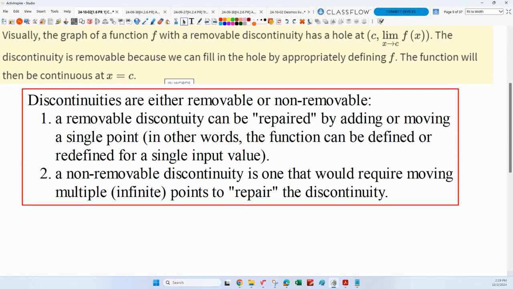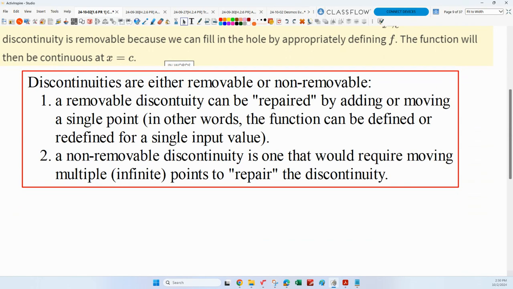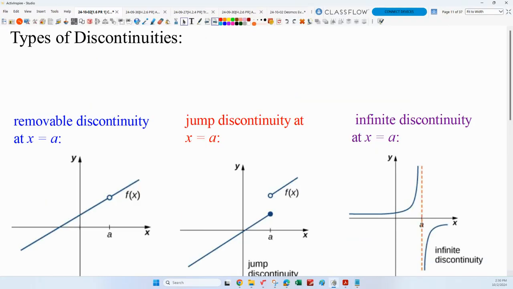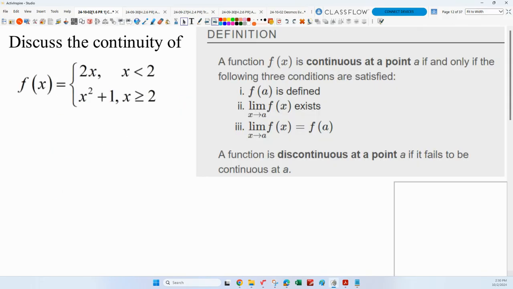And just for your notes, and this is just stuff right out of the text, notice that removable discontinuities can be repaired by adding or moving a single point. Non-removable requires that we move an infinite number of points. So removable, non-removable, okay? Just for your notes. What am I doing with this? I don't know, it's up there twice, don't know why.